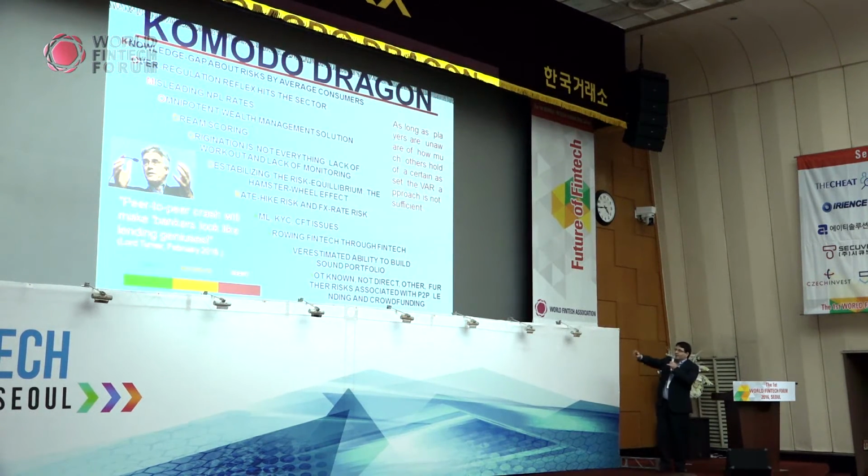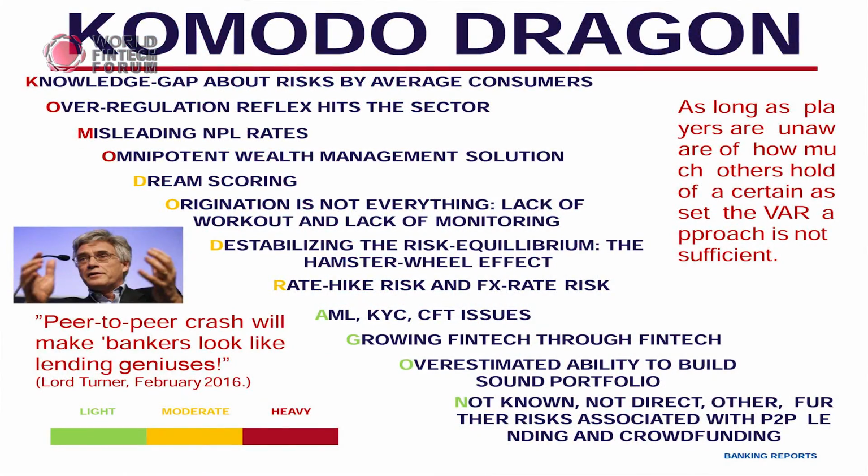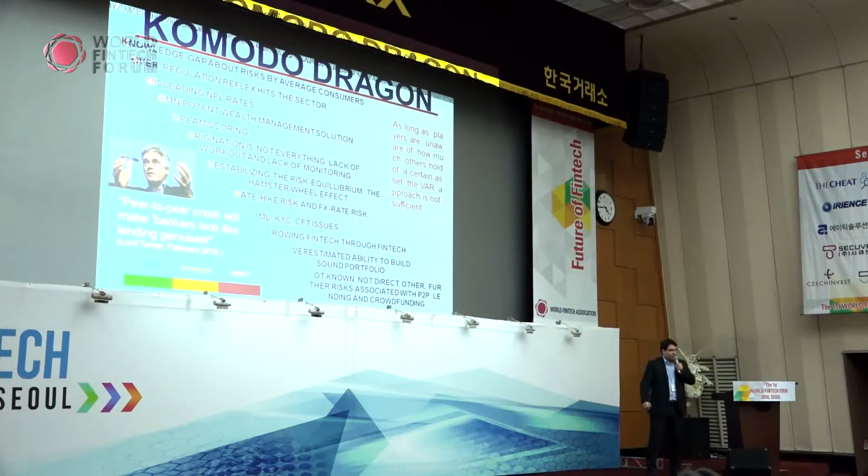Okay, these are the 12 risks together, with high risks red, medium risks yellow, lower risks green, and let's listen to Lord Turner. Peer-to-peer crash will make bankers look like lending geniuses. Okay? He's a regulator from the UK, and this is his opinion. My opinion is a little bit more moderate.